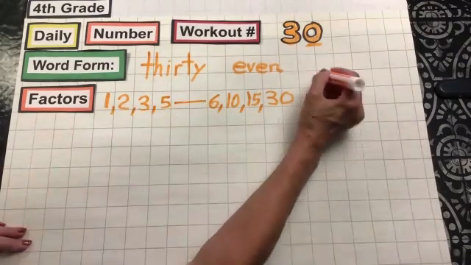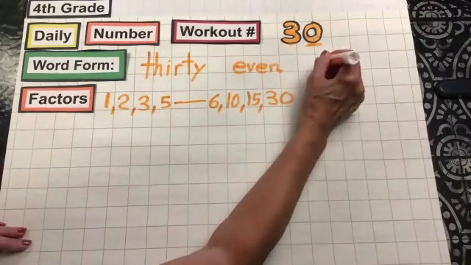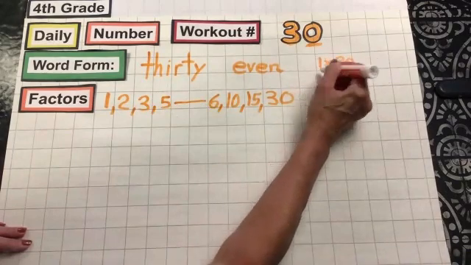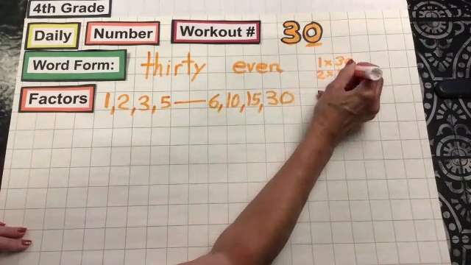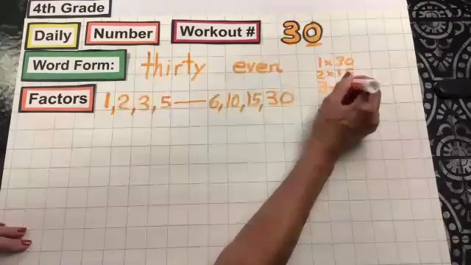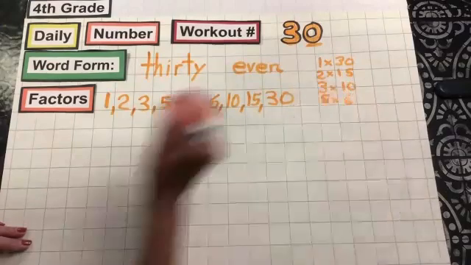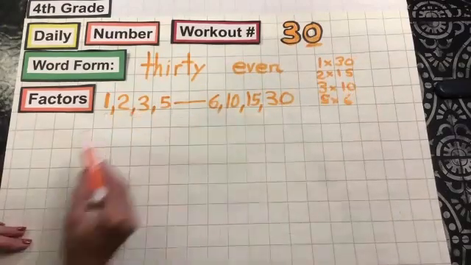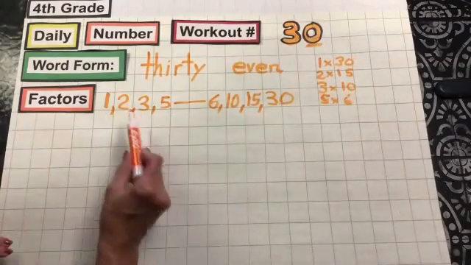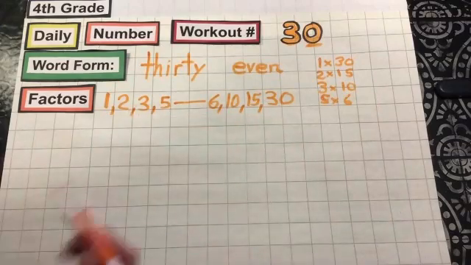Wow, lots of factor pairs here. And I'm just going to list them up here. 1 times 30, 2 times 15, 3 times 10, and 5 times 6. Woo! But we just found them with a different kind of technique. And this is going to work for you when we're working on lowest terms down the road.